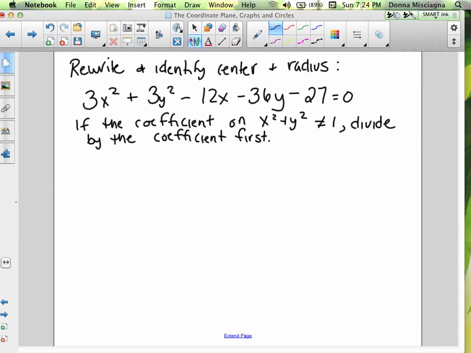Because you're going to have a different length for the diameter going horizontal and vertical if the coefficient on x squared and y squared is not exactly the same. So we'll look at that at a later time. So you will only see right now coefficients that are the same on x squared and y squared because we're talking about circles. All right, so our first step is going to be to divide everything by 3.